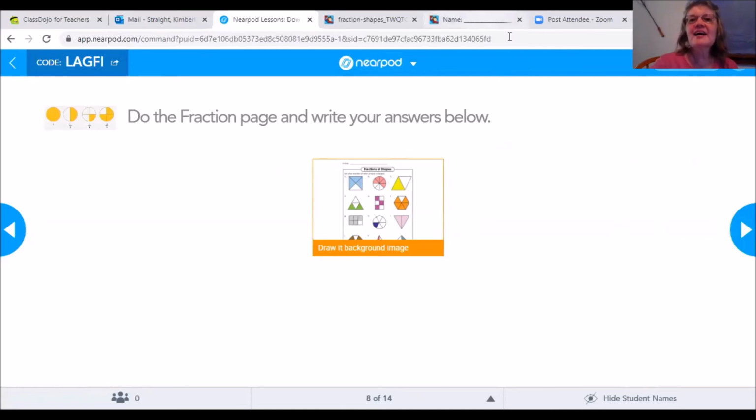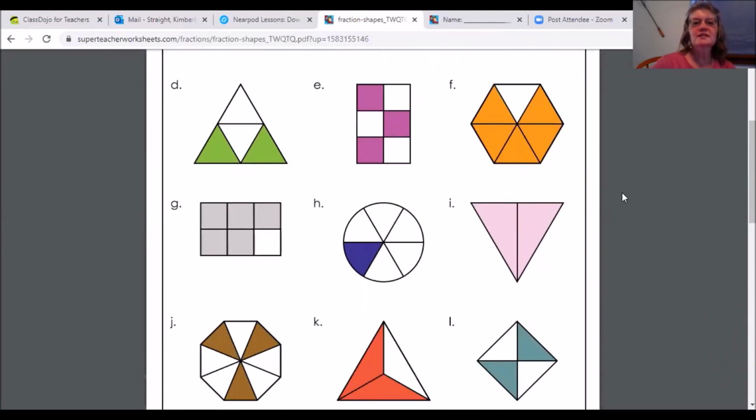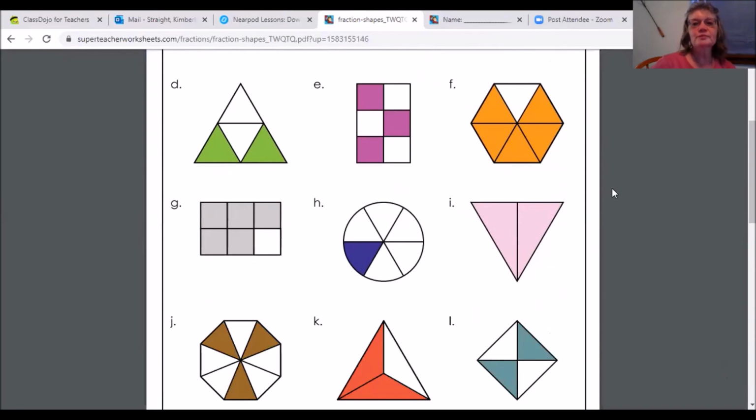Now it does not have any lines. Let me bring up the worksheet. It's at the top here. There we go. Here, it does not have any lines. Remember, the part goes on the top, the numerator, and the total number of parts, the whole, goes at the bottom. So here is the worksheet. So if boys and girls are unable to access Nearpod, you will need to go right here and pause the video. So here are 9 of the problems, and here's the last row.